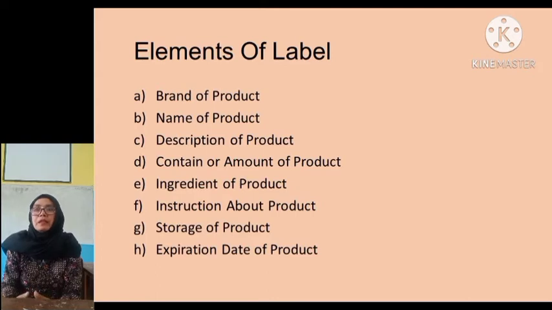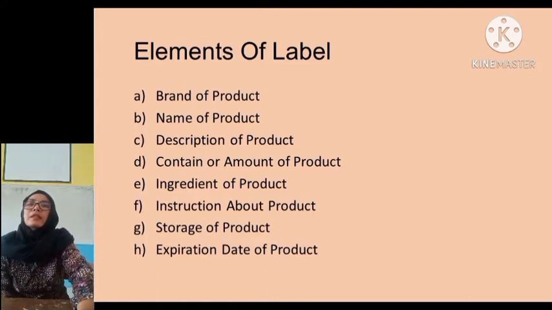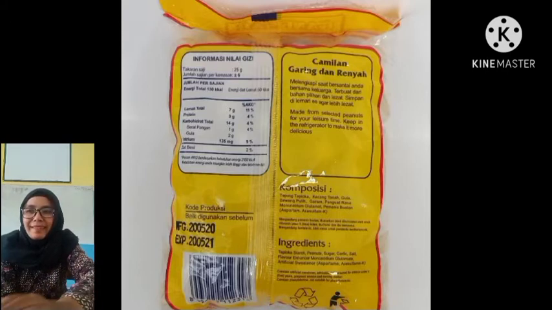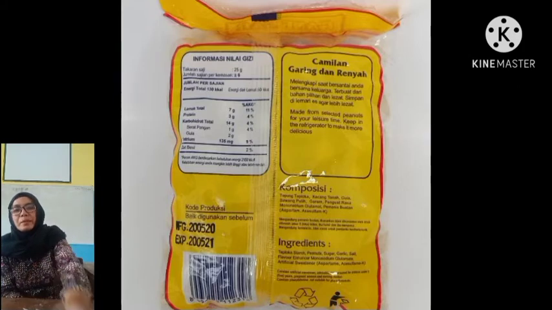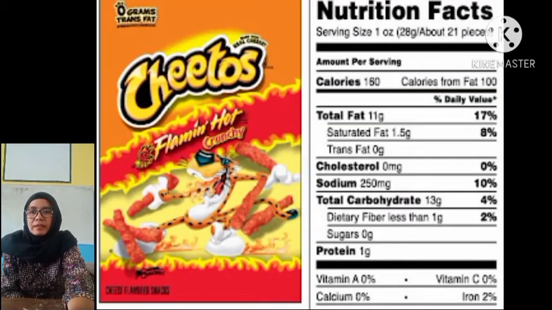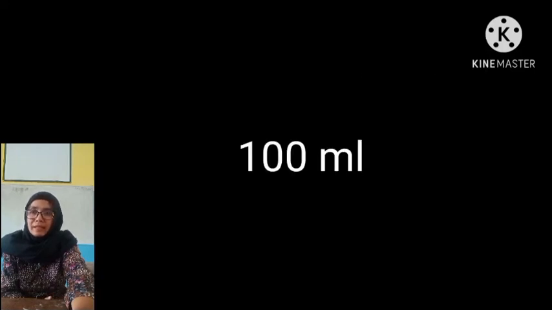For example, in this Shanghai product, the description is camilan, garing, dan renyah. This is the description about the product. And then the amount of the product. In this product, the amount is, for example, 250 grams, and then 100 milliliter. Okay, something like that. And then the next is ingredient about the product.